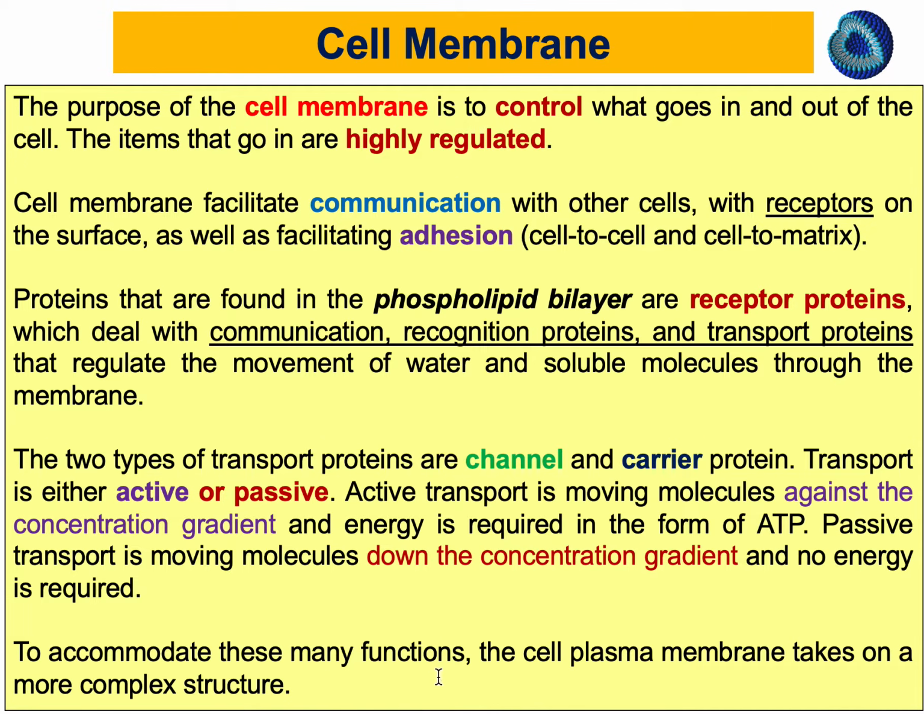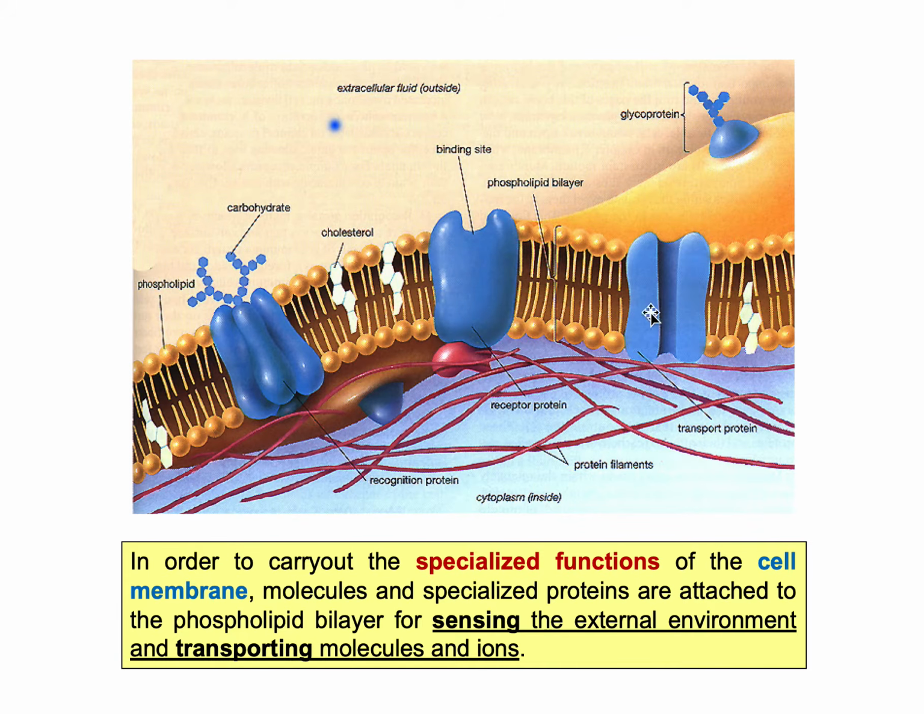To accommodate all these functions, the cell plasma membrane takes a more complex structure, and this is how it will look. It's a lot of molecules, a lot of proteins, with different shapes and different functionalities. We need to keep this in mind because those are the proteins that will interact with our material when we implant it inside the human body. And remember, this is the inside of the cell and this is the outside of the cell, and all these receptors will be interacting with whatever is outside the cell.